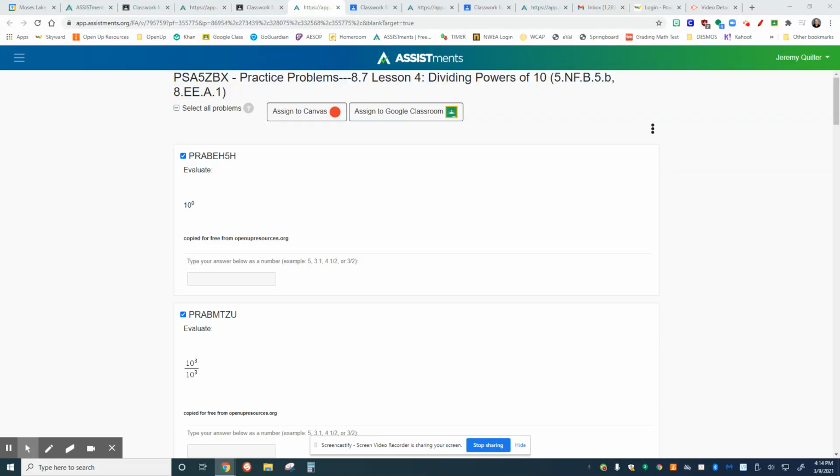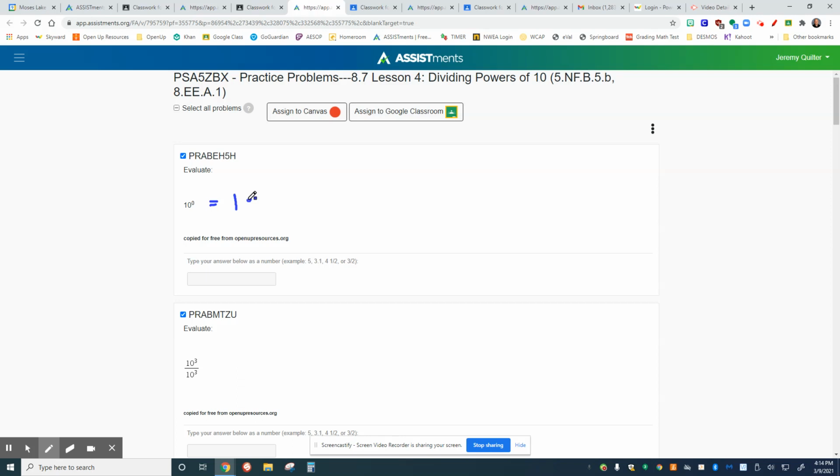Here's a little homework help for Unit 7, Lesson 4, dividing powers of 10. Very first thing we start out with is 10 to the 0 power. Let's remember what that actually looks like if we were to expand this. 10 to the 0 power, remember that every single number has a common factor of 1, and then we're multiplying that by 10 0 times.